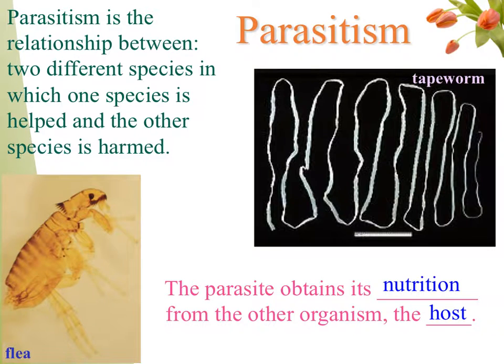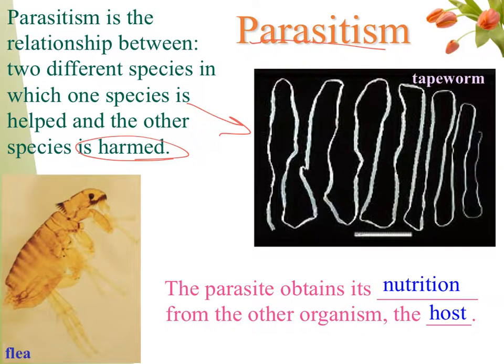The last type of symbiotic relationship that we need to be familiar with is parasitism, and this is kind of a gross one we'd probably not want to talk about that much because of what parasites do to us. In the example on the right, we see a tapeworm. In parasitism, one of the species is helped or benefited greatly, while the other species is harmed.